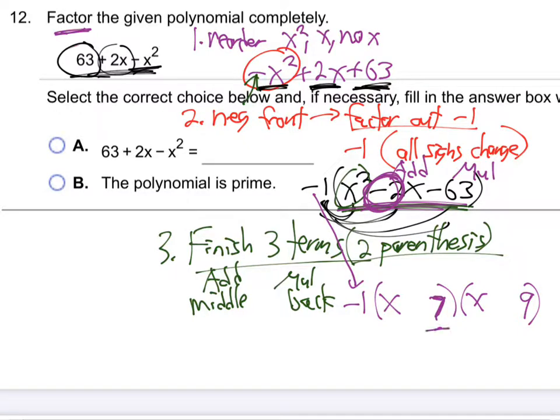What do you mean bigger? Who's bigger? 7 or 9? 9's bigger. Sign in the middle, the minus, goes on the bigger, on the 9. Right? Because the bigger one's going to dominate and make the result in the middle. So the minus 9 and the plus 7. 7 minus 9, that's negative 2. And so there is our final answer. You could swap the plus 7. The order doesn't matter. But you got to have all those parts there.